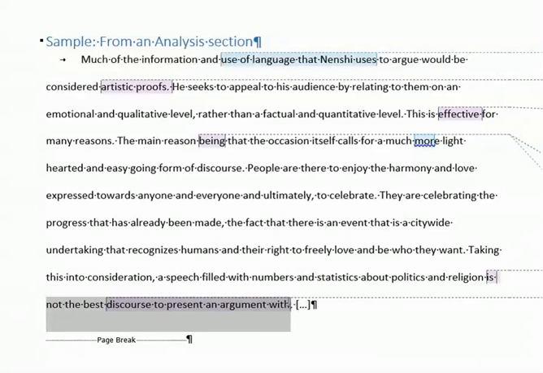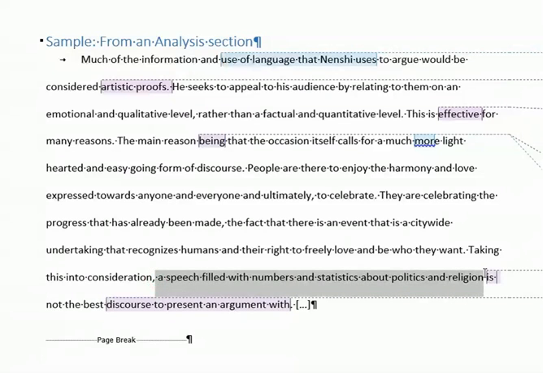We also have a logic problem here because the person has lost track of what the subject is. Okay, this phrase, its subject is a speech. It happens to be filled with numbers and statistics about politics and religion. And then you say a speech would not be the best discourse. Discourse is equivalent to speech. Argument is, okay, so you've got too many layers of ideas going on here. It's confusing. Just simply say it's not wise to fill your speech with numbers and statistics. Period. Okay? It has gone on and made it complicated for the writer to revise. They could just simplify.